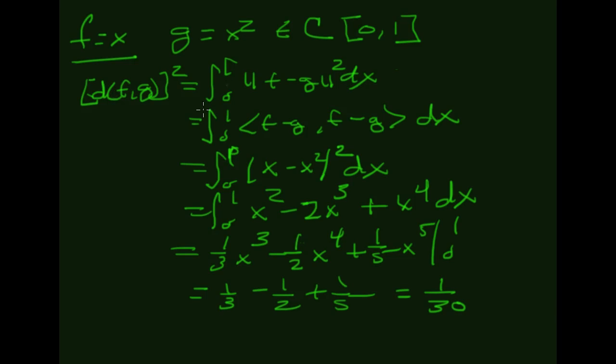So if this is the distance squared, this would imply that the distance from f to g would be the square root of 1/30. Again, no logical interpretation there of what that might mean, but given the induced metric under the inner product, that gives me a well-defined distance. Okay, not necessarily a well-applicable one, but one that's well-defined.